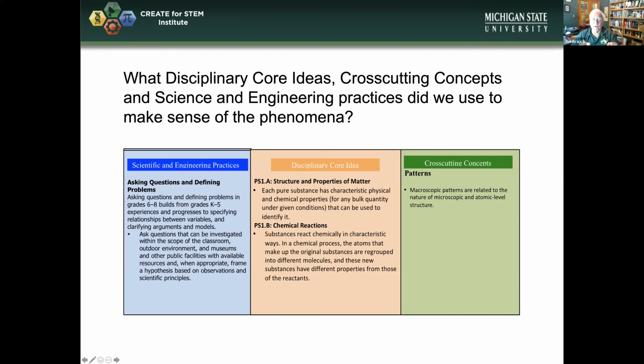So one of the disciplinary core ideas is that properties can identify substances. But the second disciplinary core idea that we were involved in was that substances react chemically in characteristic ways. Now, we didn't get to the second part, right? That's to come later in our teaching episodes, of figuring out why this happened. As we keep going in our explorations, it's because the atoms in the substances regrouped. But we weren't there yet today, nor did I ask you a question that would lead us in that direction.